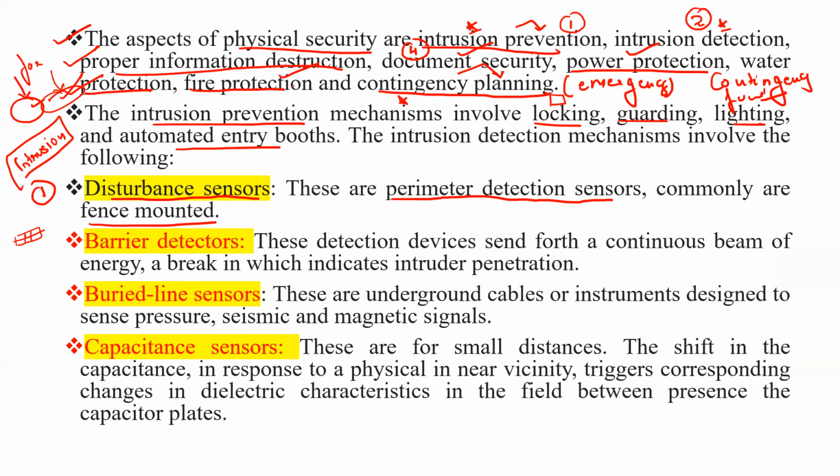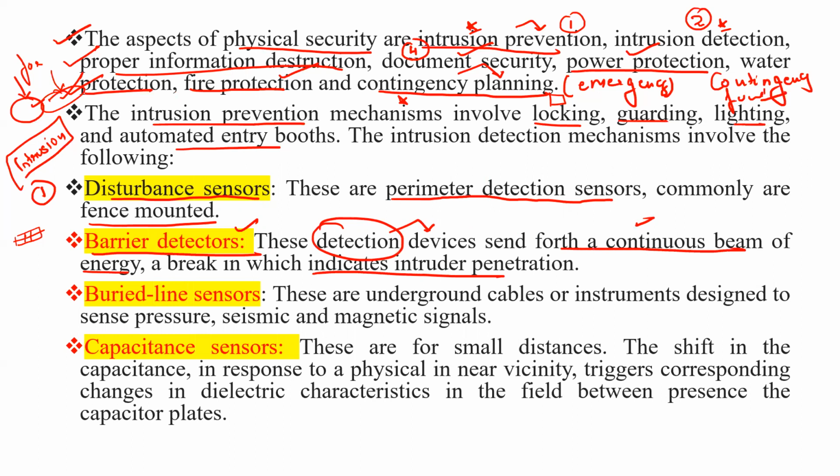Next one is the barrier detectors. The second one we have to cover here is the barrier detectors. These detection devices send forth a continuous beam of energy, and a break in the beam indicates intruder penetration. That is, if there is any break in the beam, it reflects that an intruder has come in their way.